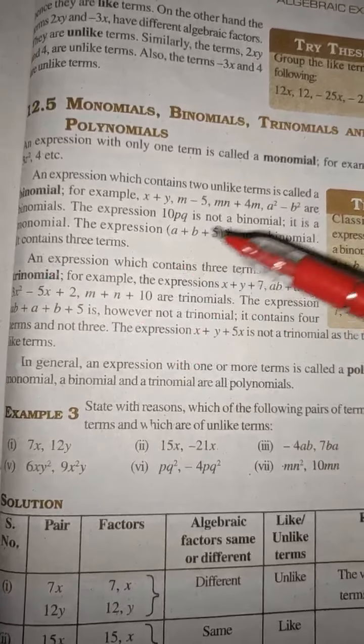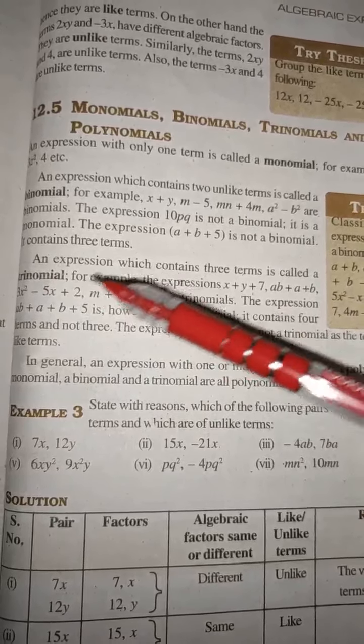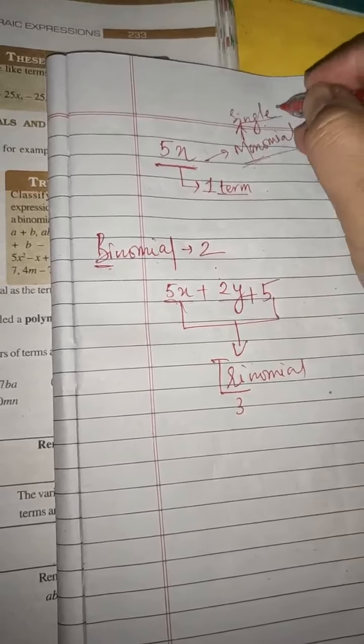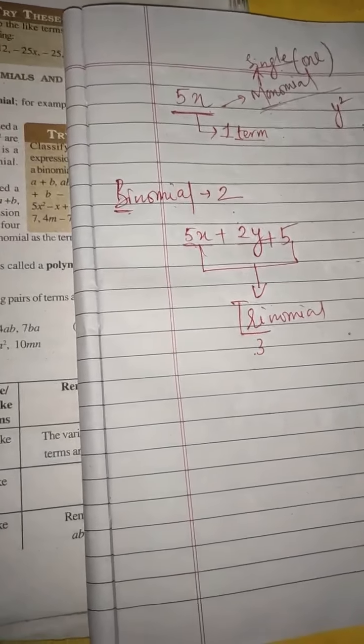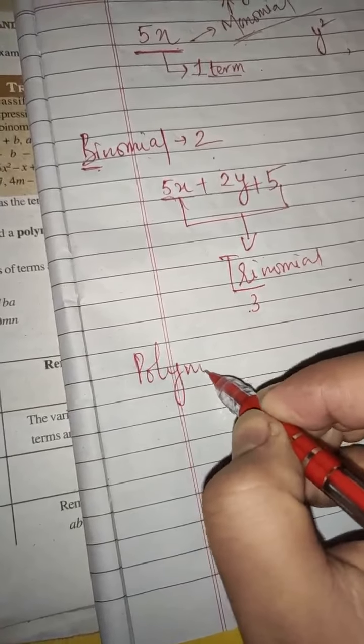Trinomial: an expression which contains 3 terms is called a trinomial. Say m plus n plus 10, x plus y plus 7. If I add 5 here, what will this become? This will become a trinomial. Tri means 3, bi means 2, mono means single, or single means 1. Tri means 3, trinomial. If it is more than 3, then we will consider it a polynomial.